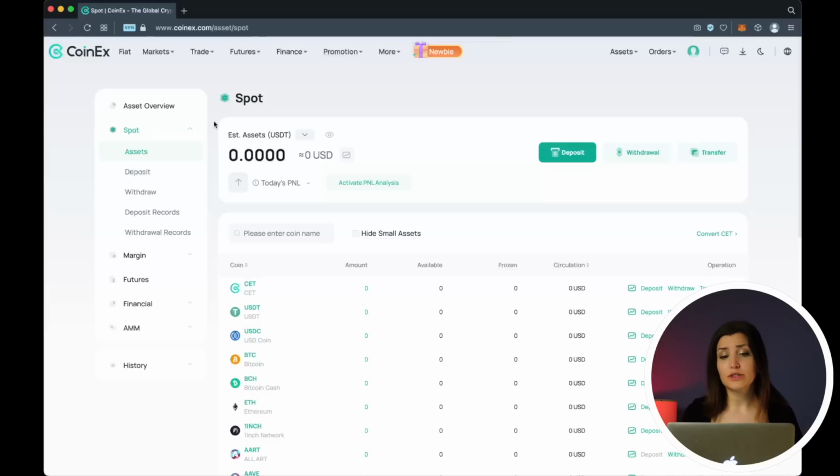Also, after you transfer your assets, you can always withdraw or transfer them to a different section. It is great that they provide flexibility.